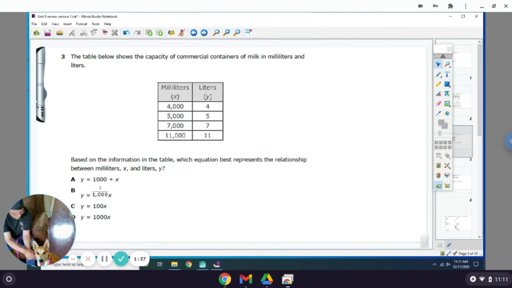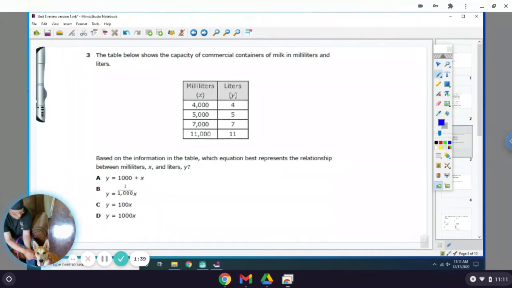Number 3, the table below shows the capacity of commercial containers of milk in milliliters and liters. Based on the information in the table, which equation best represents the relationship between the milliliters X and liters Y? So when there's 4,000 milliliters, there's 4 liters; 5,000, 5; 7,000, 7; 11,000, 11. So basically they're dividing by 1,000.